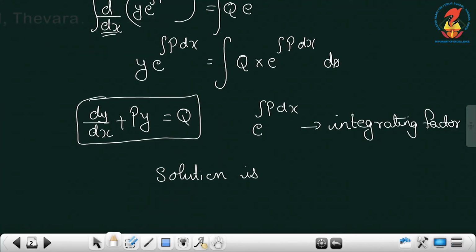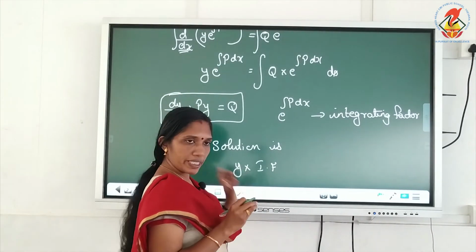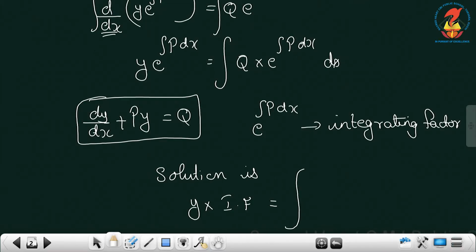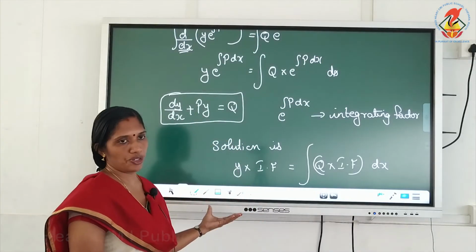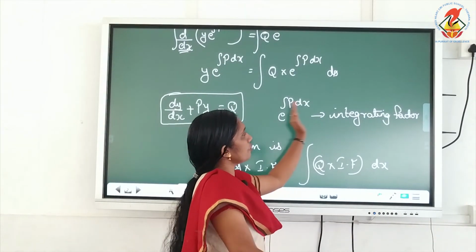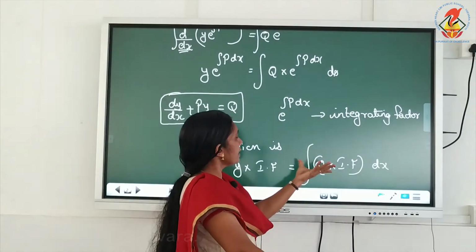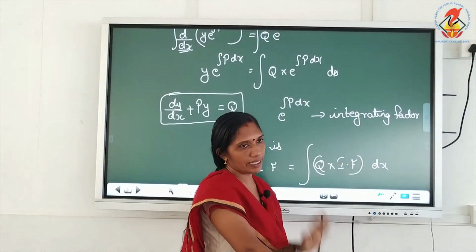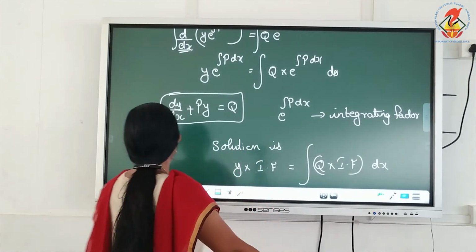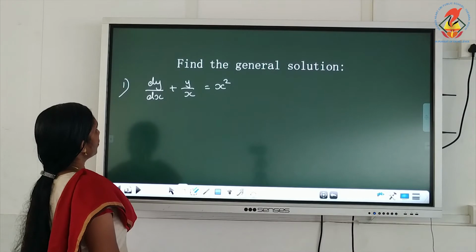The solution is y into the integrating factor, integrating factor meaning e raised to integral p dx, equal to the integral of the right hand side, that is q into integrating factor, with respect to x. This is the solution. So first you have to find the integrating factor, that is easy. Then this part, the integral of q into integrating factor. Okay, so we can do one question.